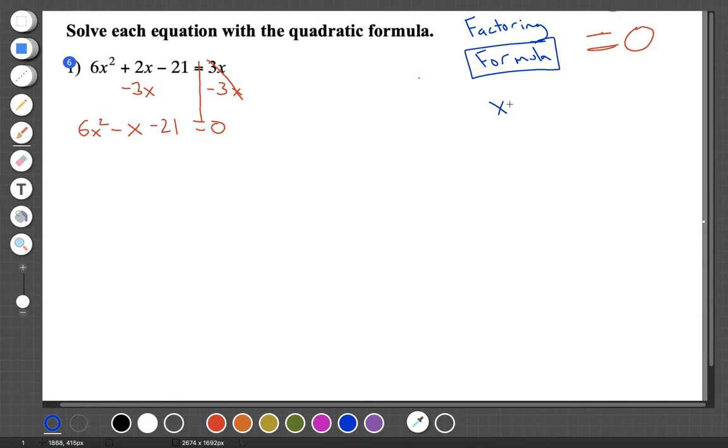As a reminder, x equals negative b plus or minus the square root of b squared minus 4ac, all over 2a. I'm going to pick up with this in the next video because I don't want to run out of time, but we're about to take this problem and apply it to that.